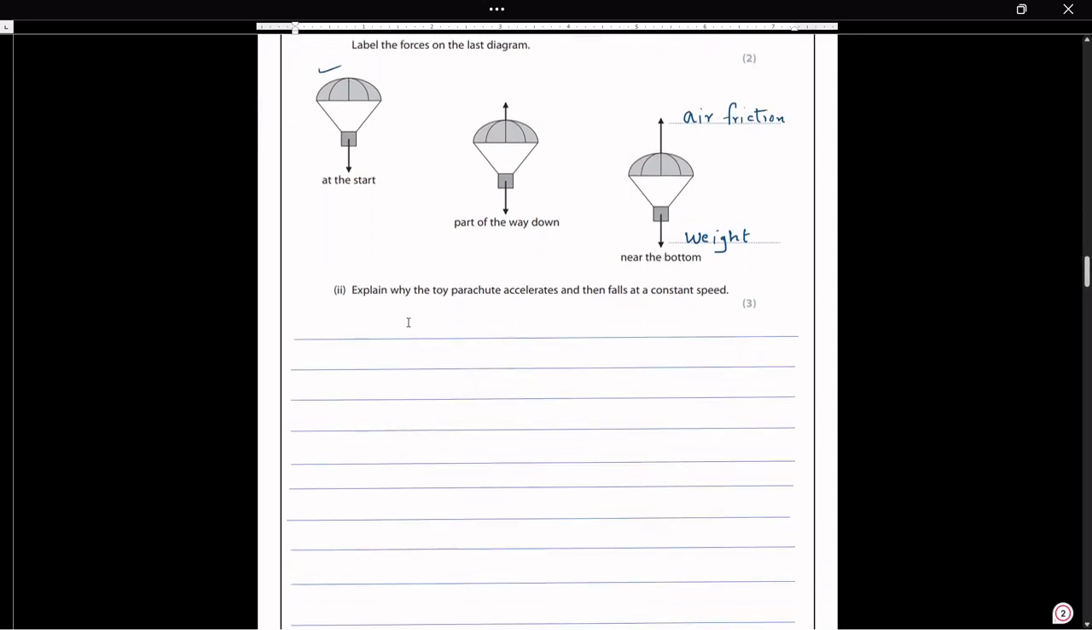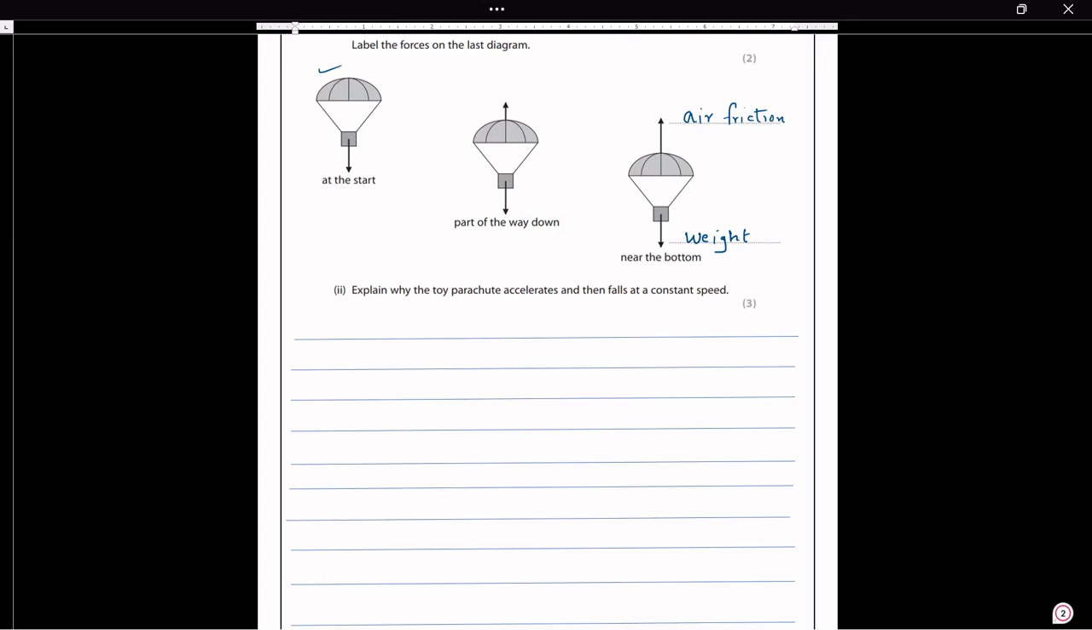Next part of the question is explain why the toy parachute accelerates and then moves at a constant speed. So in the beginning, the moment he releases the parachute, there is only a downward force acting, that is a gravitational force. There is no air resistance.